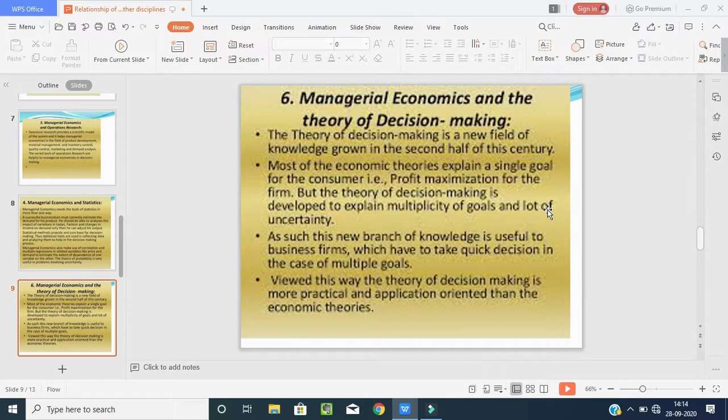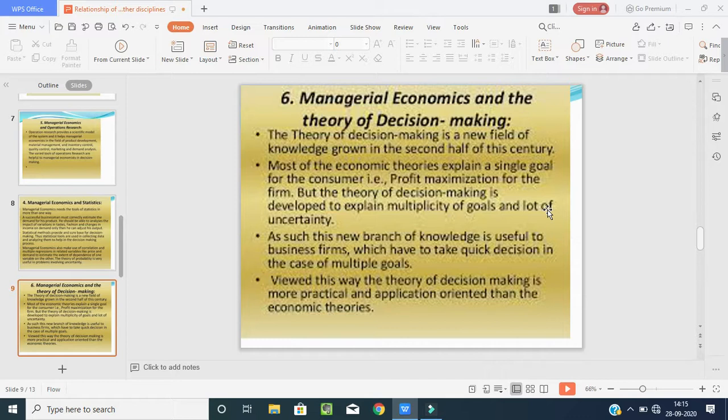So what does it mean? Here it has been mentioned clearly that most of the economic theories explain a single goal. That means the main thing is to satisfy the customer. So what are the things we need? That means profit maximization for the firm. The company needs profits, and the theory of decision making is developed to explain the multiplicity of goals and lots of uncertainty. What are the goals of the company?